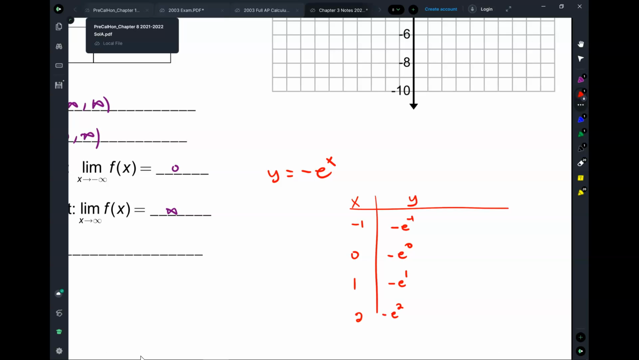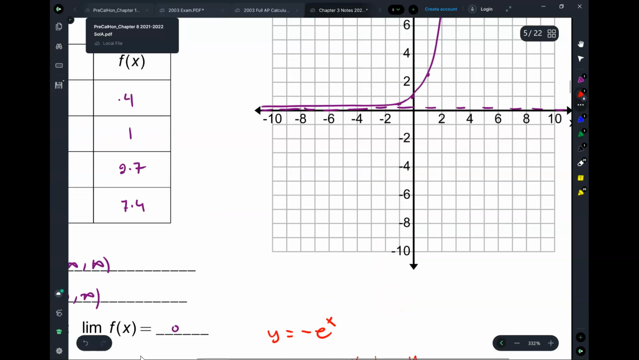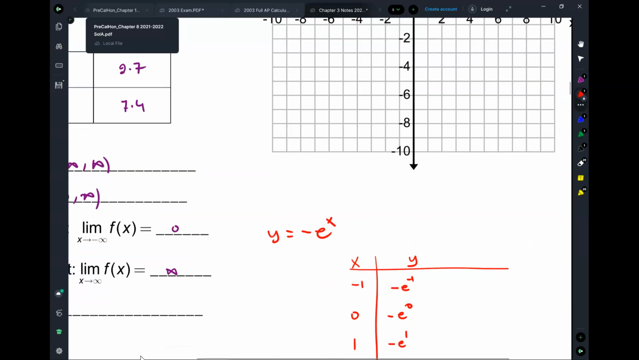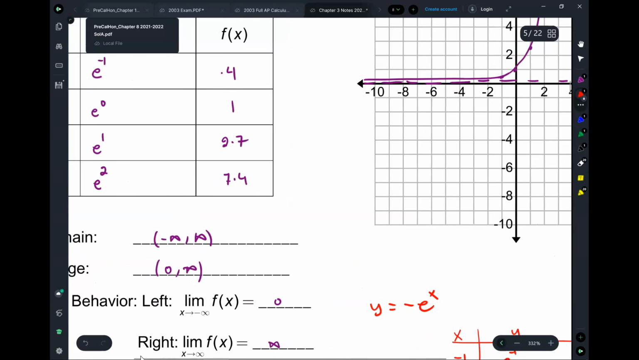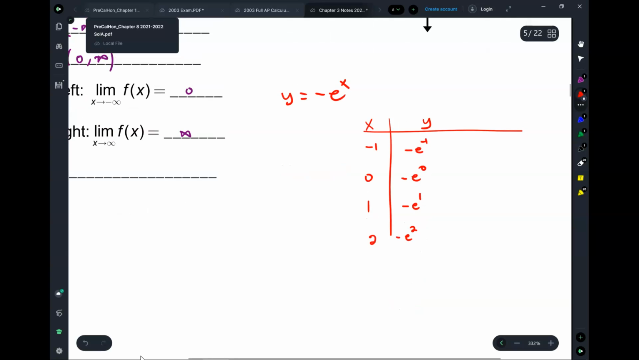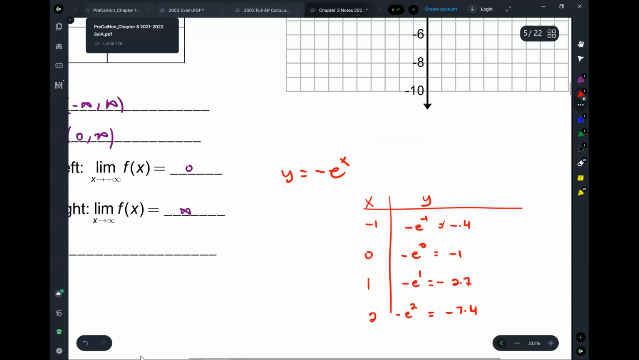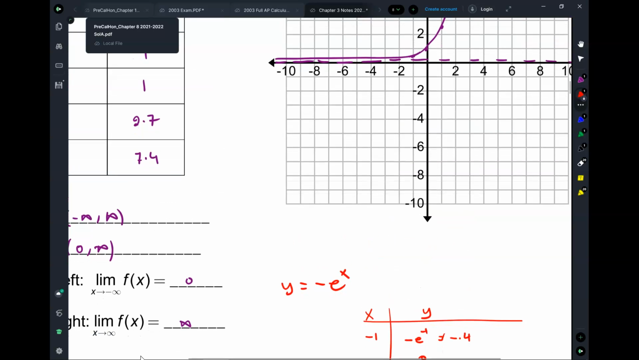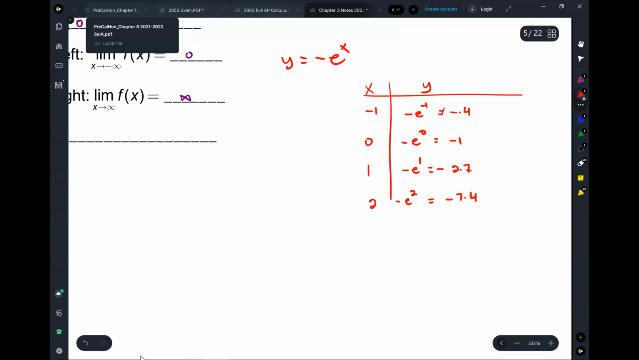How does that compare to what we just did here? How are the numbers going to compare to what we just did here? They're just going to be the negatives, right? It's going to be negative 0.4, negative 1, negative 2.7, negative 7.4. So can you go ahead and graph those numbers here, right on top of this one? Let's see how it looks.